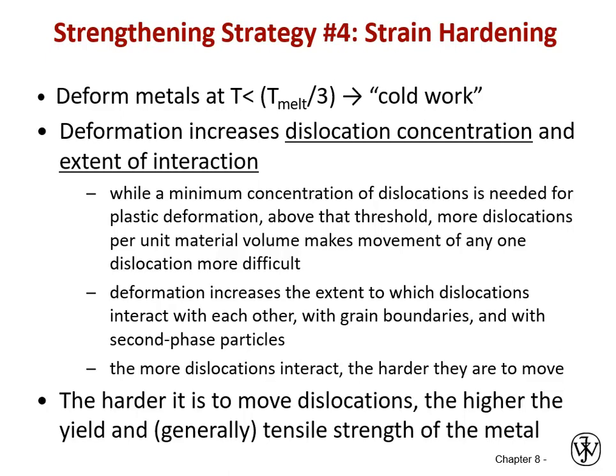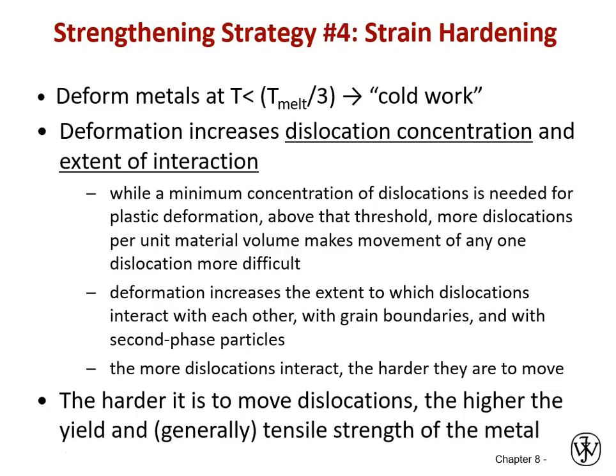So deformation itself, every time we move dislocations in a material and plastically deform it, again, apologies, this is specific to metals or to polymers that are deforming by dislocation movement, which is more the exception, so think metals. Deformation increases the dislocation concentration and the extent of interaction. It's a double effect. You get more of them and they interact more. So obviously it's easy to think, well, hey, wait a minute, I needed dislocations to deform. If I have more of them, won't it be easier to deform? Yes, up to a point.